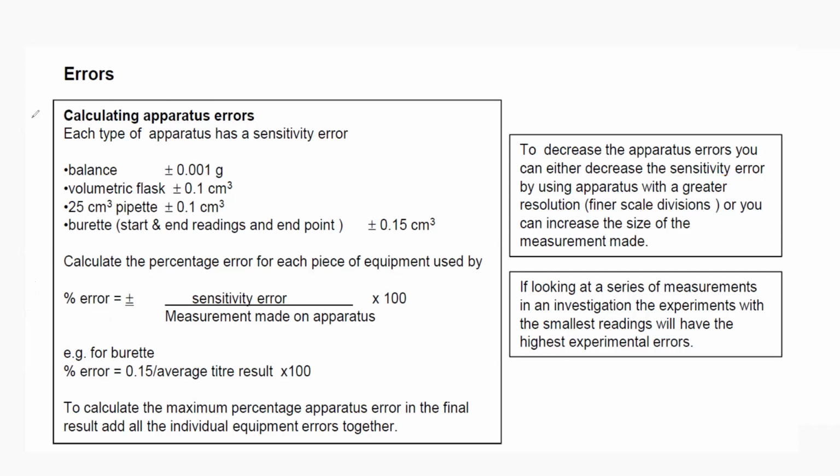Is the concept of the percentage error in the apparatus clear? It depends on what kind of apparatus we are using. If we are using it twice, then it should be multiplied by 2. If it is used only once, then it should not be multiplied by 2.